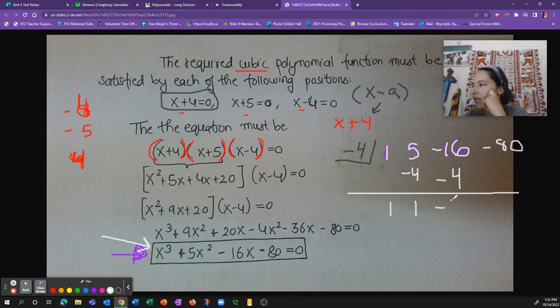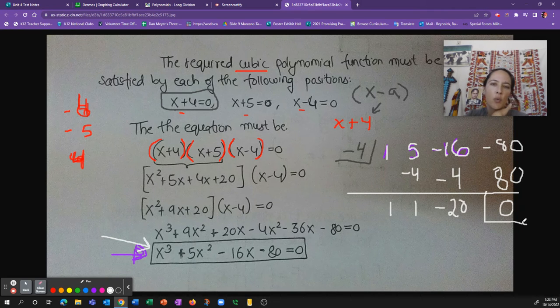Okay, so that should be -20. If you notice, I'm always thinking and checking my work. Always thinking, always checking your work. -4 times -20, +80. And then we have our 0.